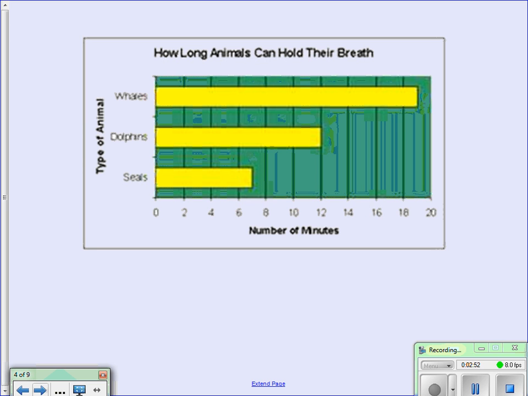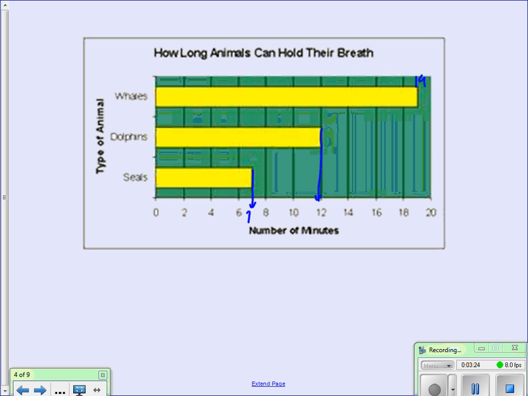So you can see here, looking at this information, just like if it was vertical, you can see the whales can hold their breath the longest, right? It looks like right here between 18 and 20, which would be at about 19 minutes. Right? It would be about 19 minutes. It's right between the two of them. You can come over and watch dolphins, figure out how long they hold their breath. They hold their breath right here, which would be at 12 minutes. Seals, right, they're between 8 and 6, so at 7 minutes.